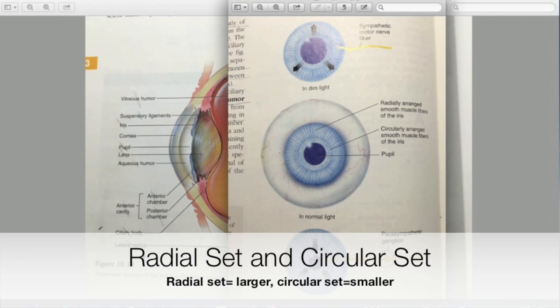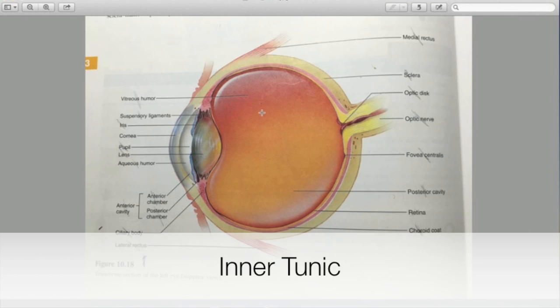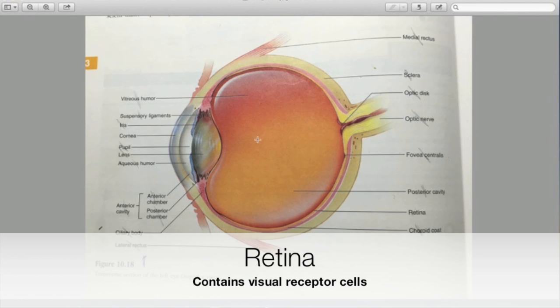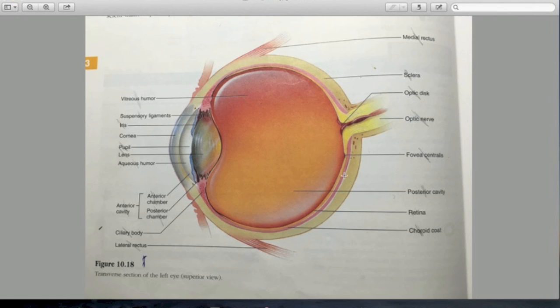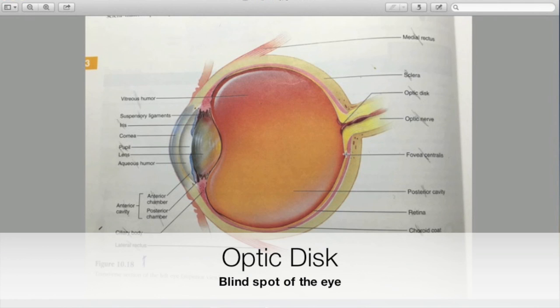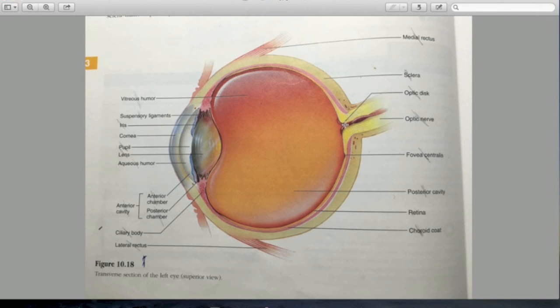And moving on to the inner tunic, it consists of the retina, which contains visual receptor cells. There's also the fovea centralis, which is a depression in the center. It helps produce a sharper image. And also the optic disc, which is also known as the blind spot of the eye since there are no visual receptor cells. And the nerve fibers from the retina leave the eye and join the optic nerve.